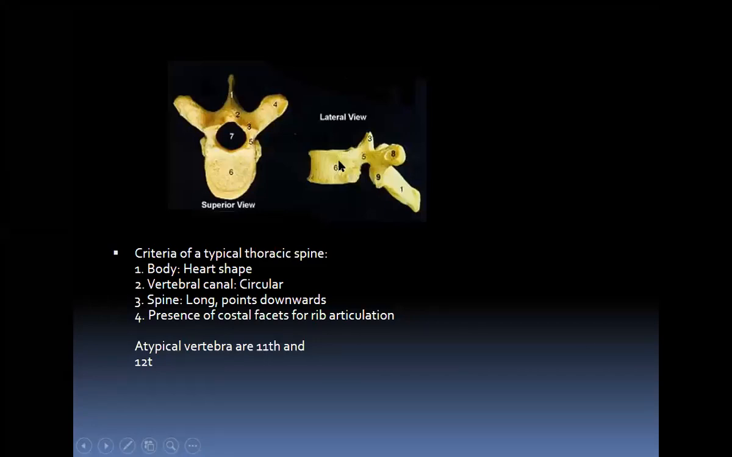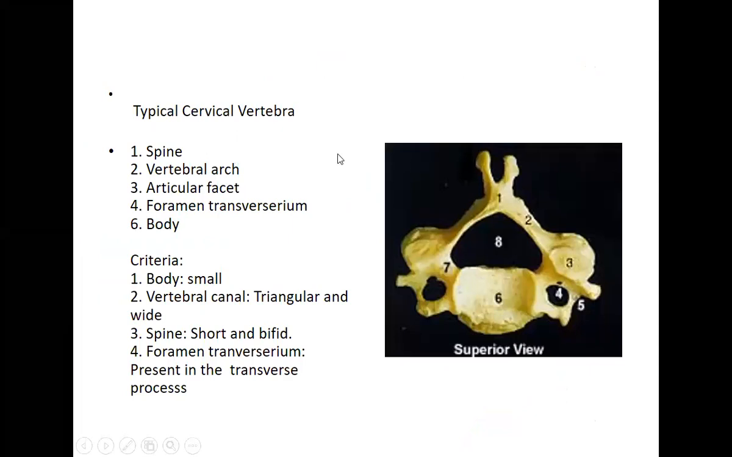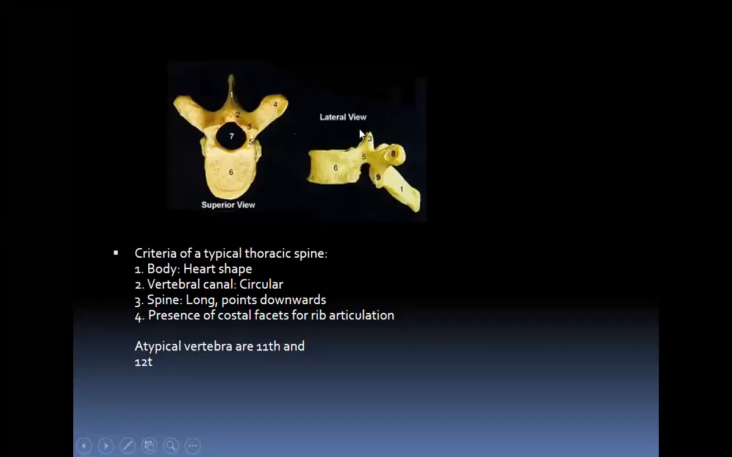So this is how it looks. If you see here, this spine. So the body, if you see here, is heart shaped. This is the body of the vertebra. Then the vertebral canal is circular. In the cervical, it was triangular. But in the thoracic region, it is rounded. The spine is long. If you see here, this is the spine directed downwards. Okay, long and pointing downwards.